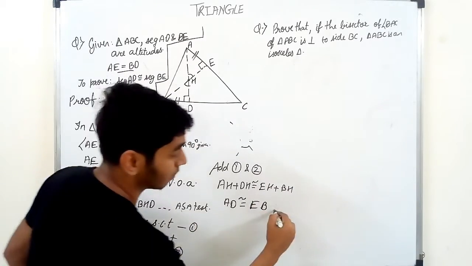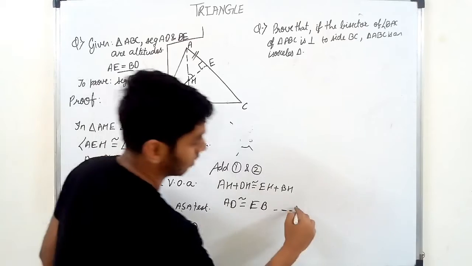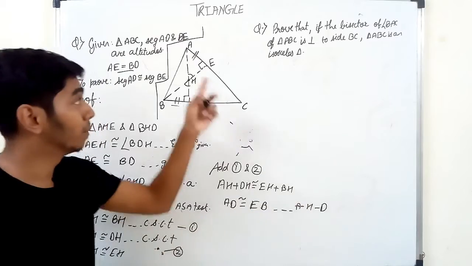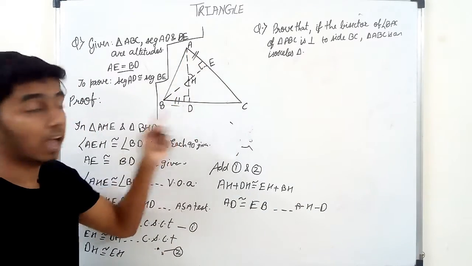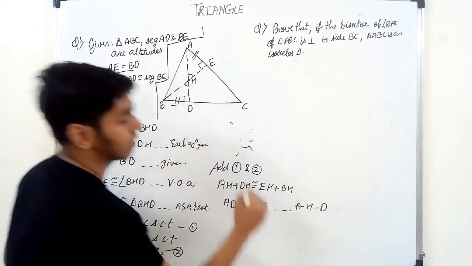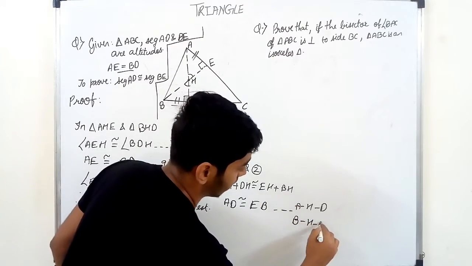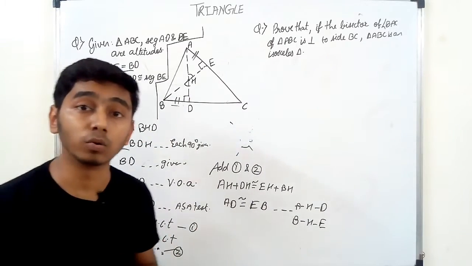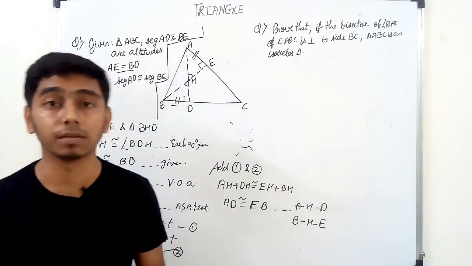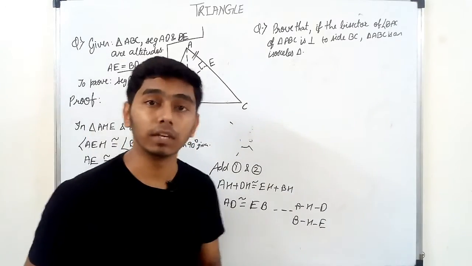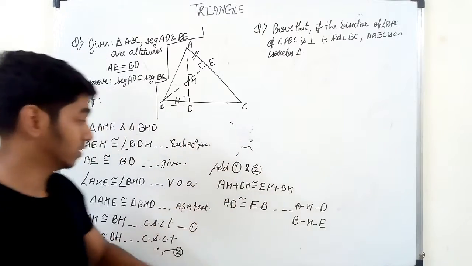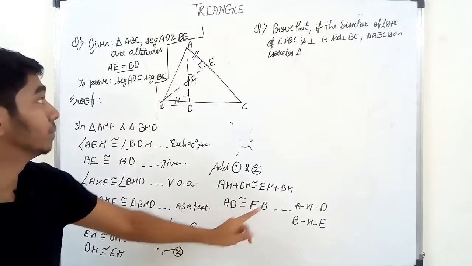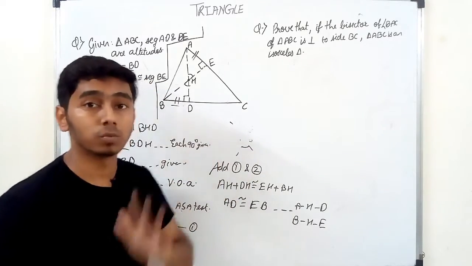Correct? So we can write the reason for this: AHD, AH and D betweenness, yes or no? Because H is in between A and D, and H is also in between B and E. Correct? If you have forgotten this betweenness, you can go check the chapter Basic Concepts in Geometry, where we have done betweenness. I hope you have understood this. So we have proved that AD is congruent to BE or EB. So this was the first question.